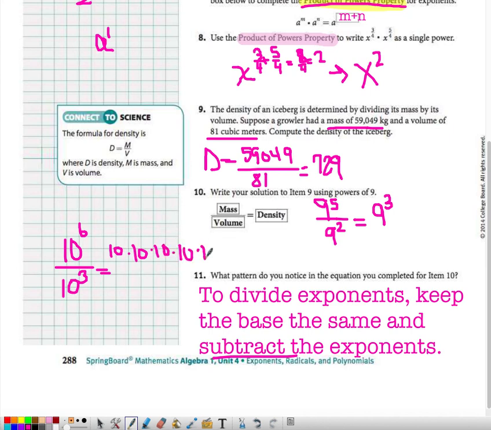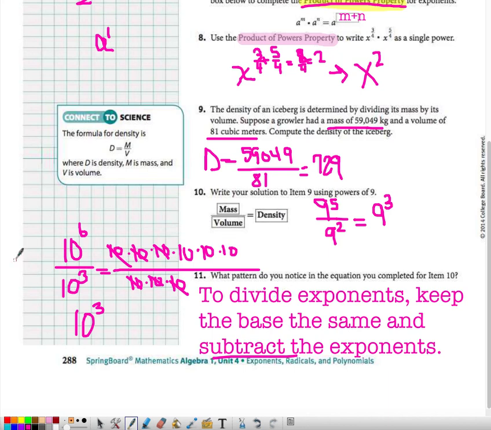4, 5, 1, 2, 3, 4, 5, and 6, divided by 10 to the 3rd, which is 10 times 10 times 10. And so for every 10 on top, it cancels out a 10 on the bottom, or reduces out. So we're left with 10 times 10 times 10, which is the same as 10 to the 3rd. Or in other words, 6 minus 3 is 3.